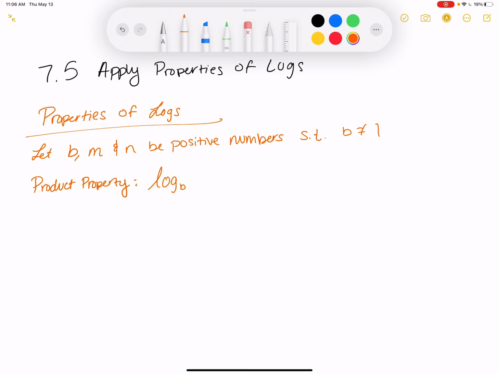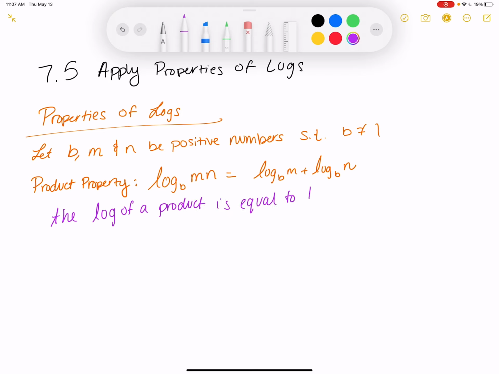Log base B of M times N is equal to the log base B of M plus the log base B of N. And it works both ways, okay? So I'll go ahead and give you my little hint here, courtesy of Mr. Cass. The log of a product is equal to the sum of the logs.